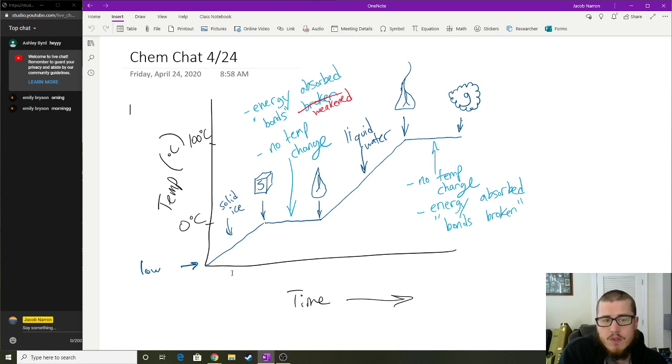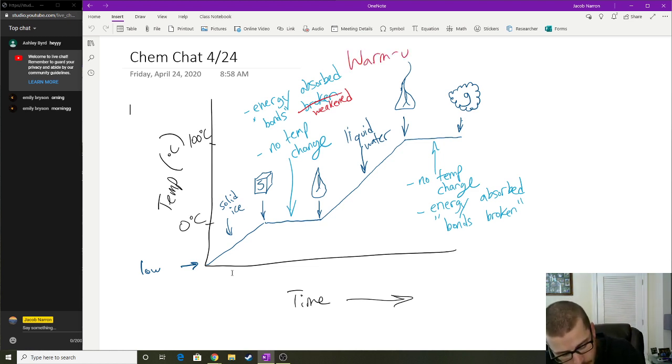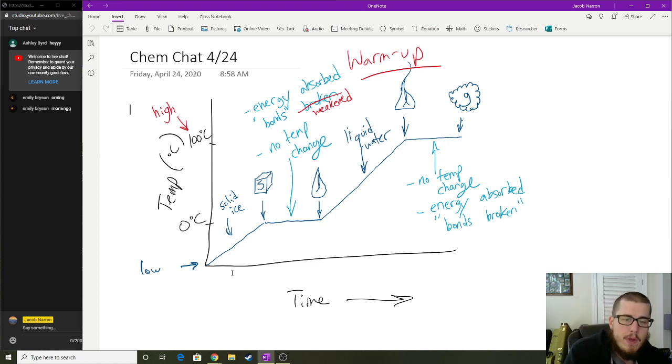Those intermolecular forces are still there. They're just not very strong. So anyway, this is a warm-up curve, because we can see you start with a very low temperature and you end at a very high temperature up here at the very top. And so we're dealing with two phase changes here.